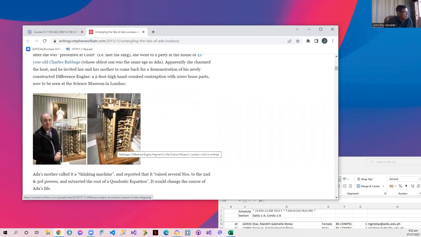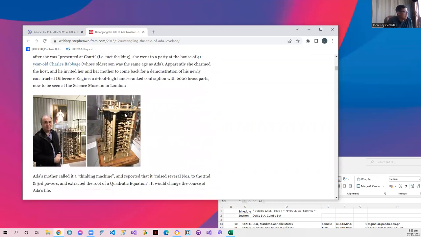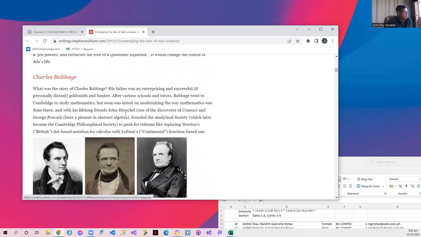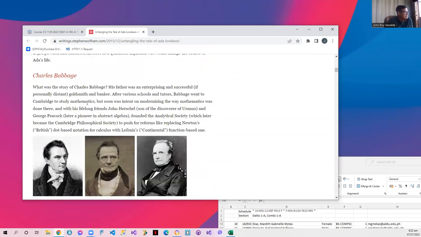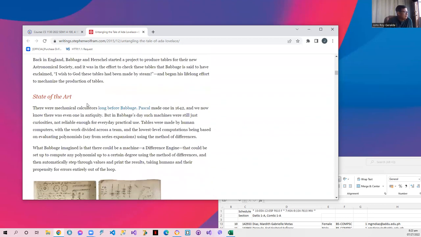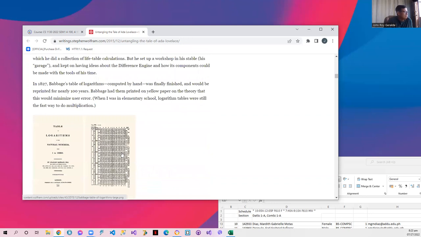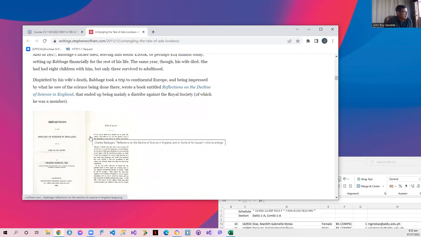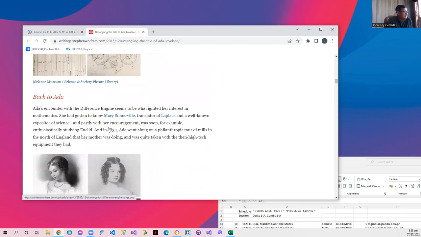This is the differential engine. This is not Charles Babbage, but this is later. Here is Charles Babbage. Is this Charles Babbage? Maybe a look-alike. So this is the design of the analytical engine as described by Charles Babbage. He demonstrated it using a table of logarithms. This is the design of the analytical engine.